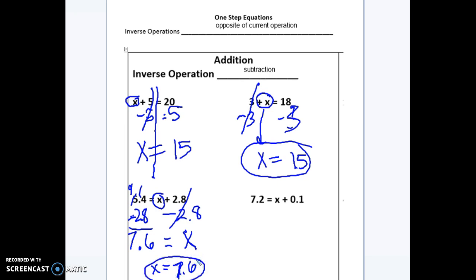Our next problem shows 7 and 2/10 equals x plus 1/10. So we're going to subtract 1/10 from both sides. It's going to cancel here. X is now isolated by itself.